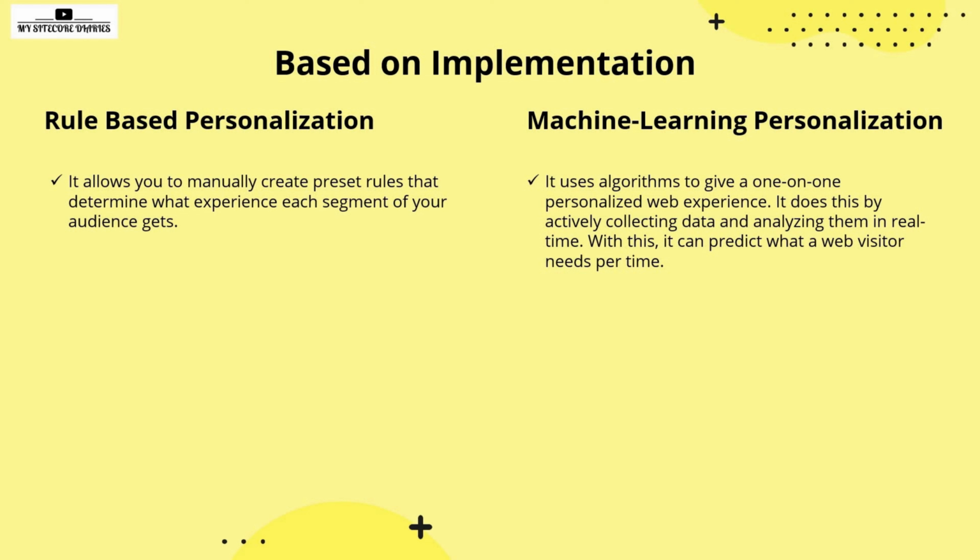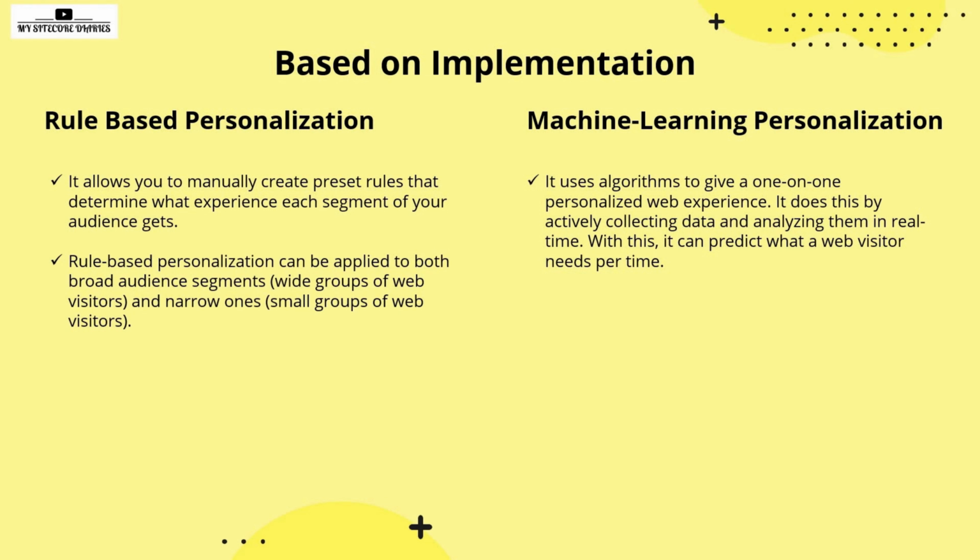What is machine learning personalization? It uses an algorithm to give a one-on-one personalized web experience. It does this by actively collecting data and analyzing it in real time. With this, it can predict what a web visitor needs at a given time. It collects the data, analyzes the data, uses the algorithm, and then predicts what the need of the visitor is. So that is called machine learning personalization.